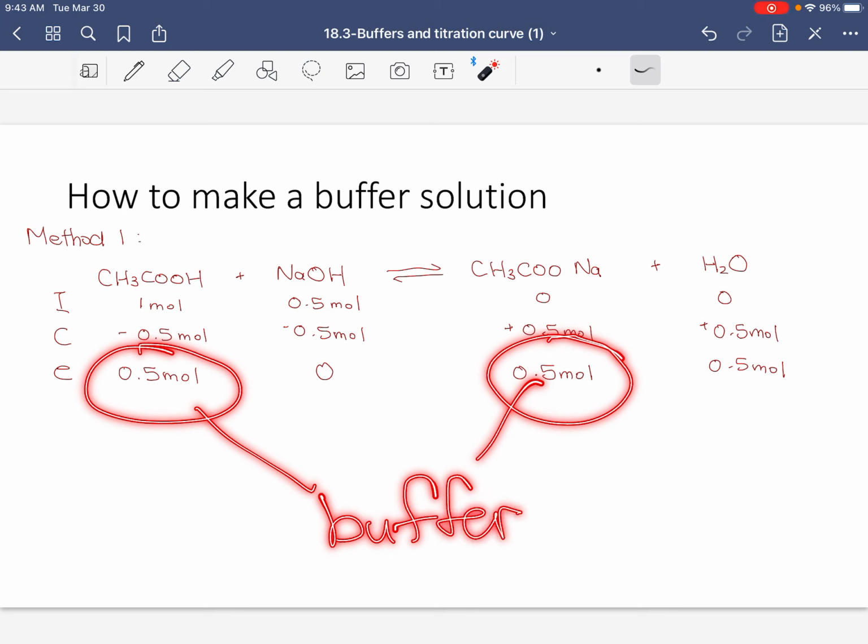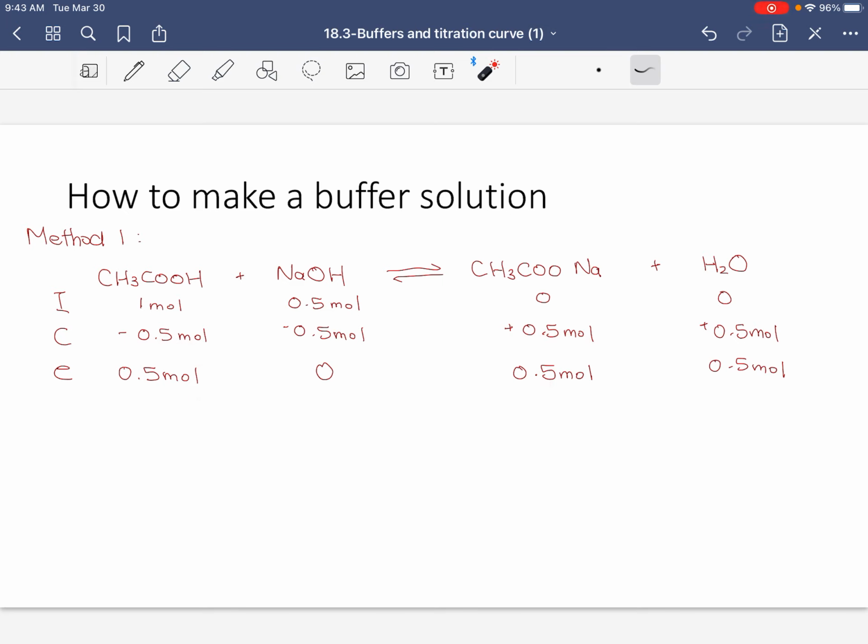Equal amount. Pretty sick, huh? And of course, you can do the same thing with a base. Okay, so let's do another method. So here we go. Method 2.